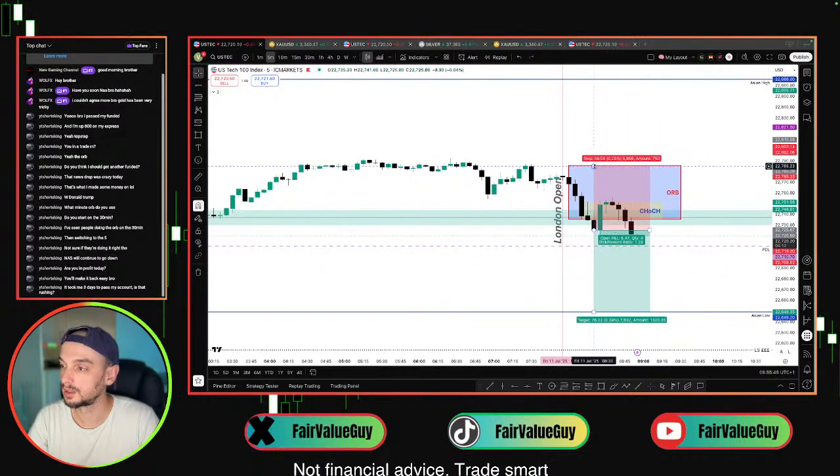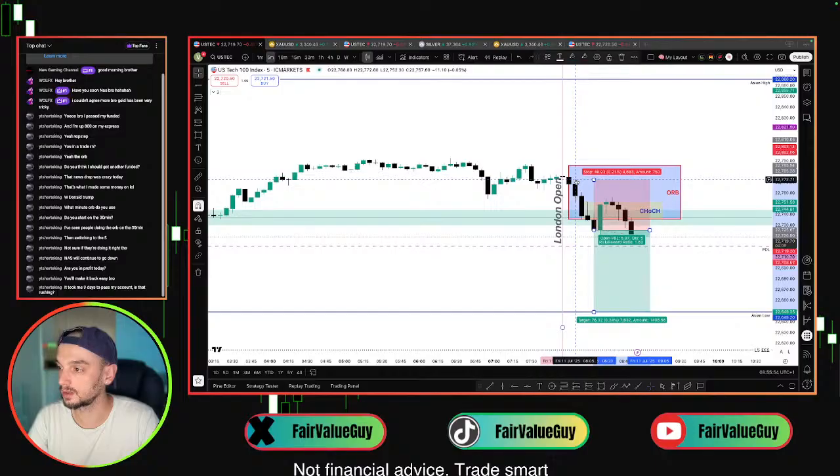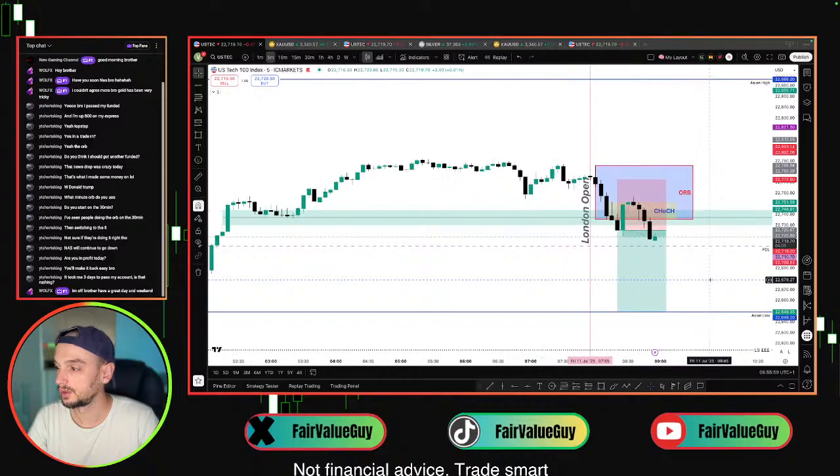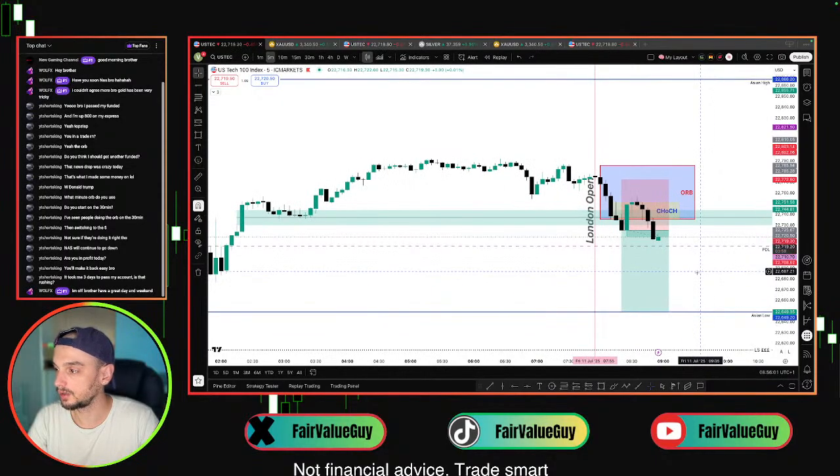1.28. As Sunny said, this fair value gap here and this candle high was a good target for our stop loss, but still 1.63. Yeah, I'm trying to catch at least 2R.